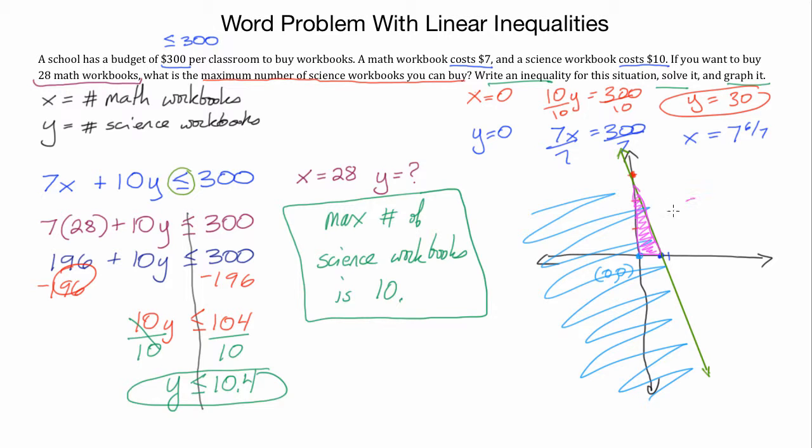So all the possible solutions are going to be inside that purple region, less than the green line or equal to the green line, but still greater than 0 for both x and y. Okay, there you go. Hopefully that's a helpful work through of a word problem using linear inequalities to understand and answer the questions of this word problem.